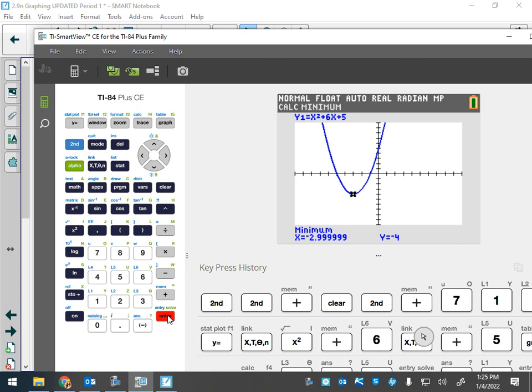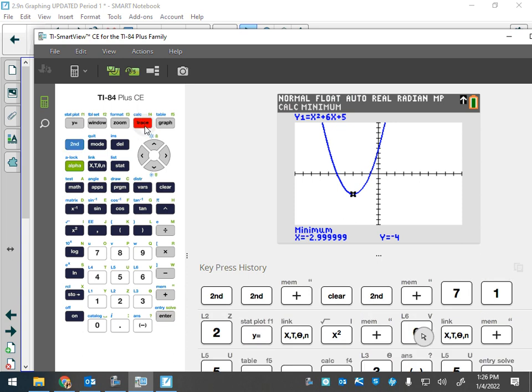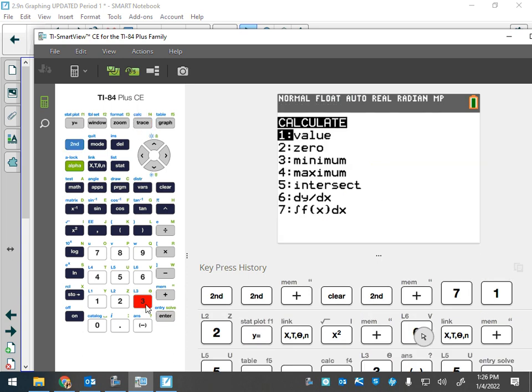Hit enter again. Okay, this gives you a minimum, and we're rounding to 100ths place, but this is pretty straightforward. -3, -4 is your minimum. Okay, that's one way, by using your x-intercepts. And remember, you are not done unless it says minimum.